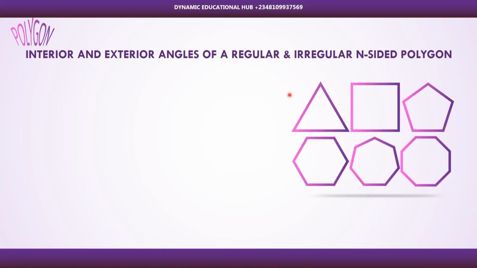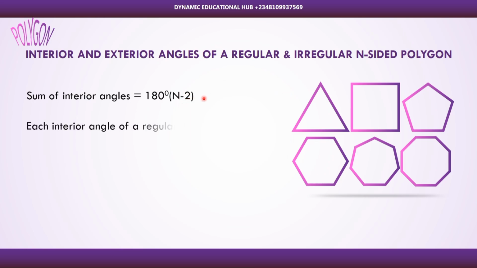Various expressions for finding interior angles and exterior angles of a regular polygon. So we derive this expression: the sum of interior angles of any n-sided polygon, either regular or irregular, is 180 degrees, open bracket, n minus 2. Each interior angle of a regular polygon is equal to 180 degrees, bracket n minus 2, divided by n. So you can use this formula to find each interior angle for any regular polygon.